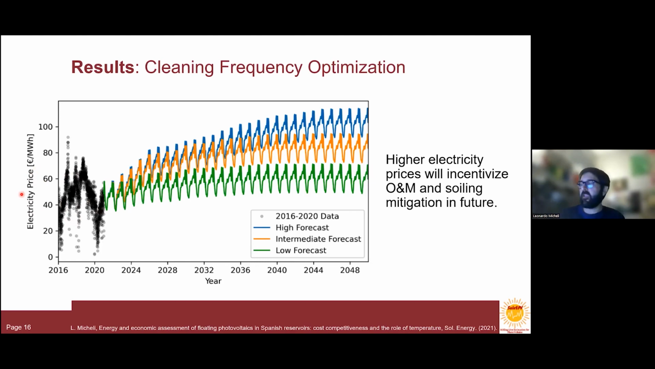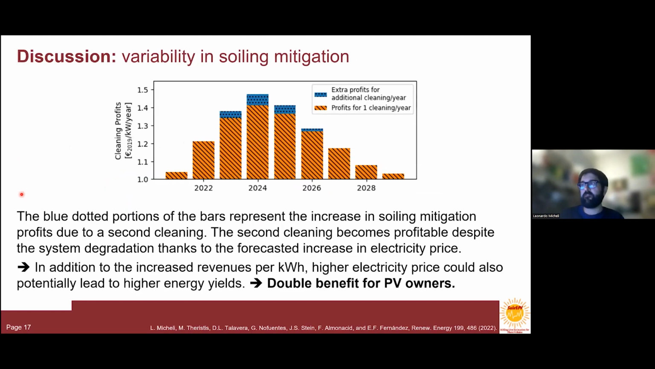And what happened, again, if we are experiencing higher electricity prices? Clearly, the profits for owners and operators increase because they get more money for the same kilowatt hour of electricity. However, that high electricity price is an incentive to them to produce more electricity because they have more funding available for cleaning the system, for reducing the losses. So what will happen? They will clean the system more often. And so the system will actually produce even more energy than it would in low price conditions.